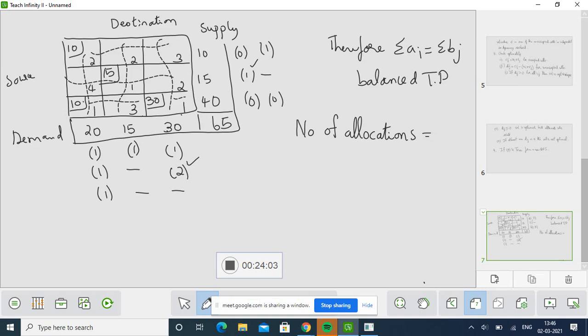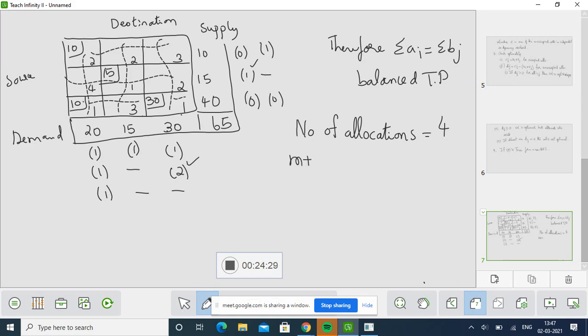Number of allocations means in how many cells have you allotted values? You have denoted it within brackets. How many allocations? 10, 15, 30. So there are only 4 allocations. So number of allocations equal to 4.